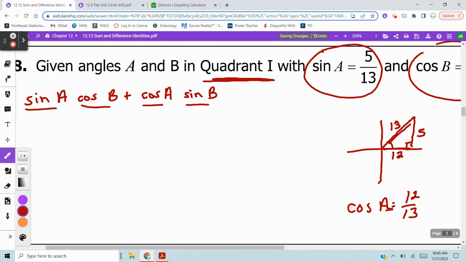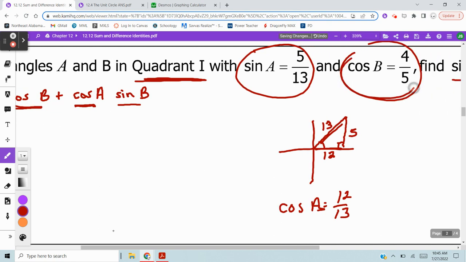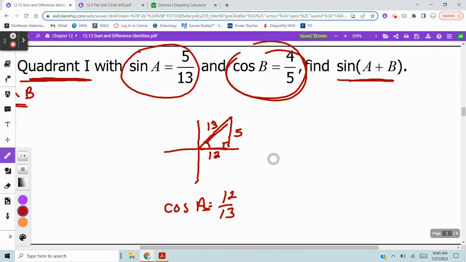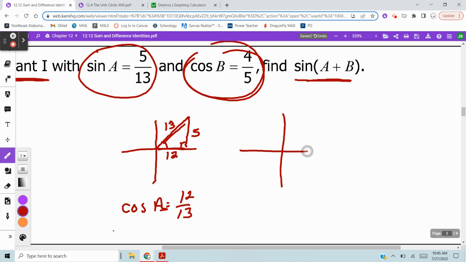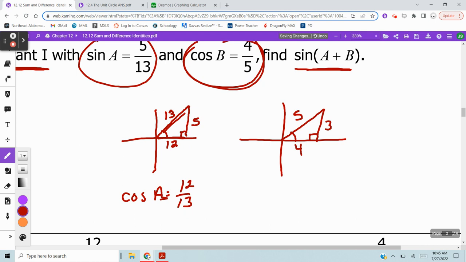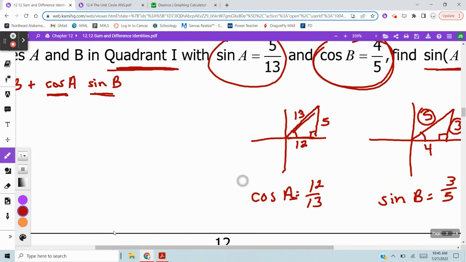So I now have this piece. And I know the cosine of B is 4/5, but I don't know the sine of B. So we do the exact same thing. Since we're in the first quadrant, I'm going to draw an angle B here. Here's angle B. I know that cosine is adjacent over hypotenuse, and I also know by the Pythagorean theorem, this is a triple. This is a 3, 4, 5. So I know that the sine of B is equal to opposite over hypotenuse, which is 3/5. So now I've got everything for my formula.